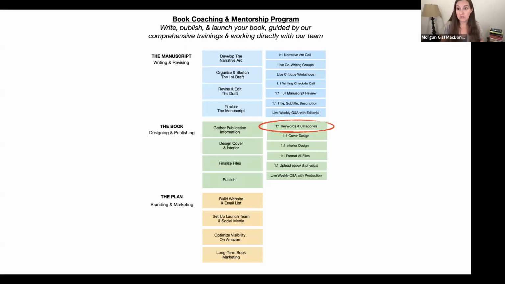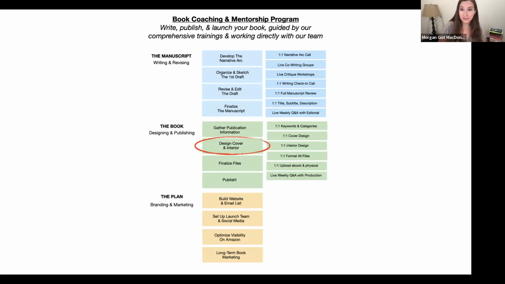This is also where we want to talk about your keywords and your categories. We will help you identify the 7 keywords and the 3 categories that we recommend your book has to optimize visibility on the Amazon bookstore.